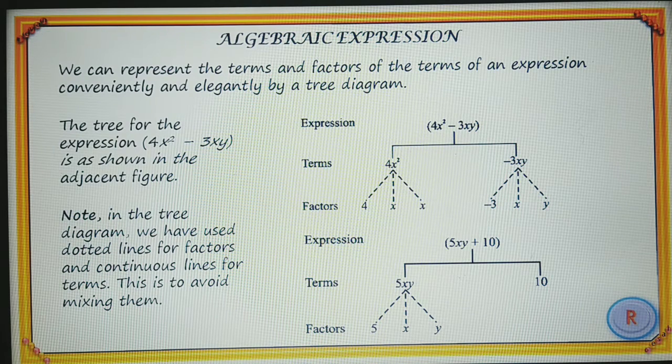Terms are 2, 5xy and constant term. We can write the factors of 5xy as 5, x, y. Constant term, it is a fixed number. We can't do anything with that.